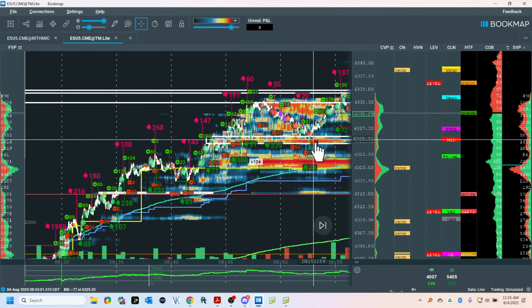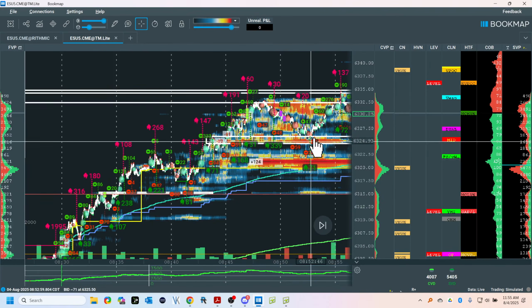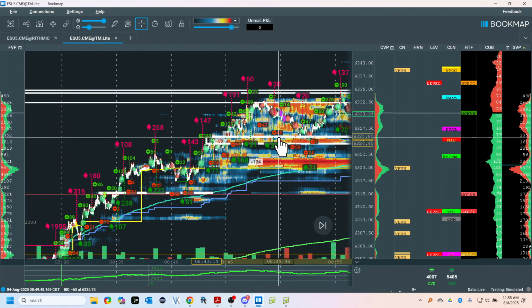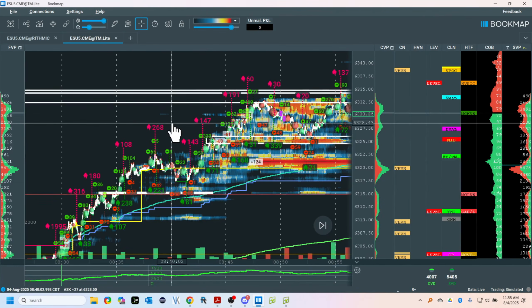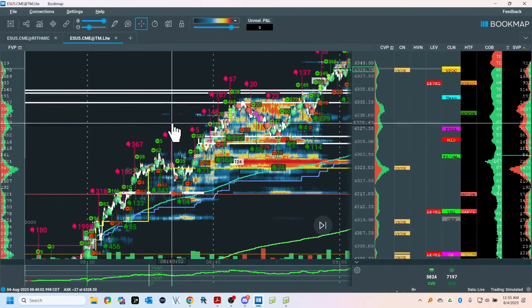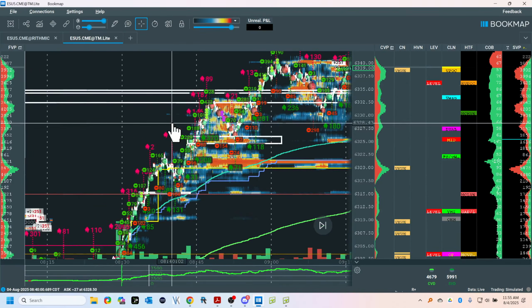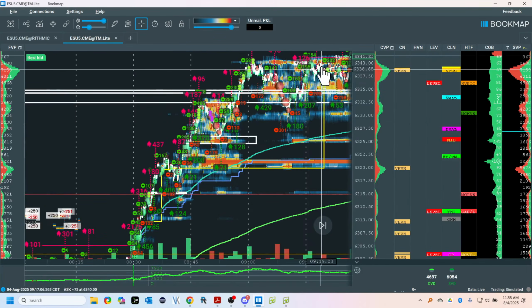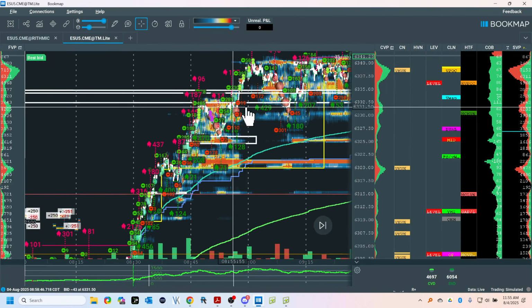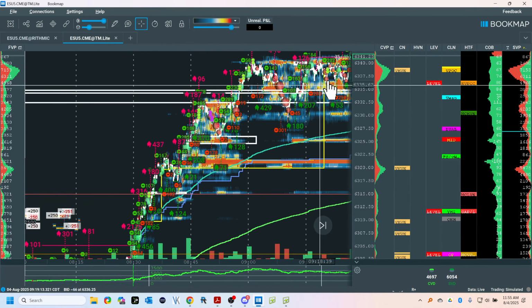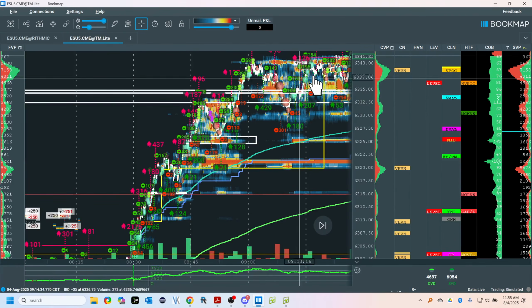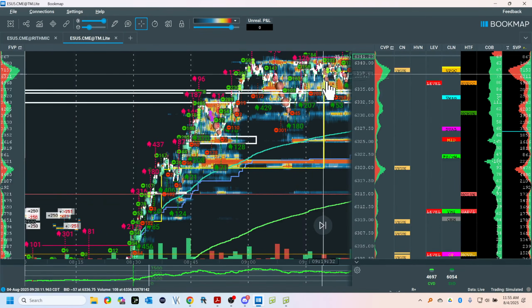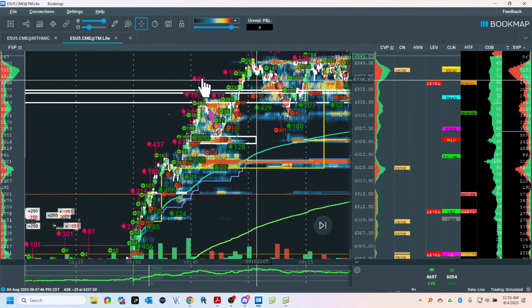This is a bit more advanced because I don't have my VPOC migration yet, but we know this is support. Let's assume you don't get this one. VPOC migration. This is support. You didn't get this one because you're asleep. You come back over here. It's a long. We have now the VPOC migration. This is now a structured mean reversion trade.